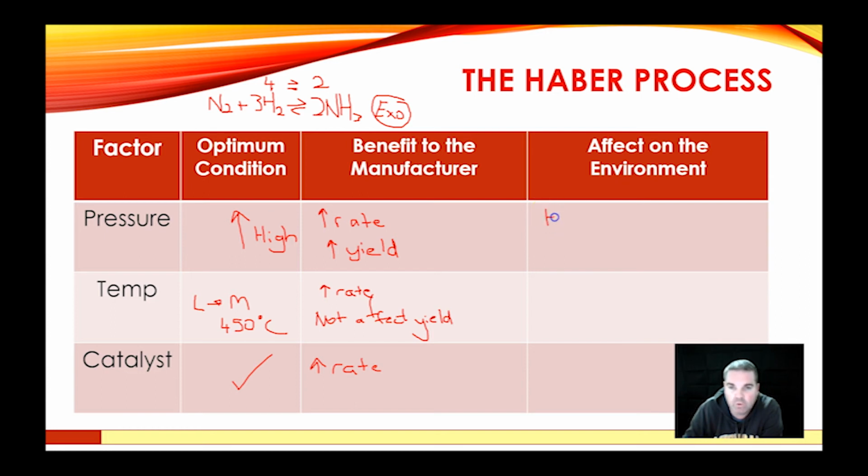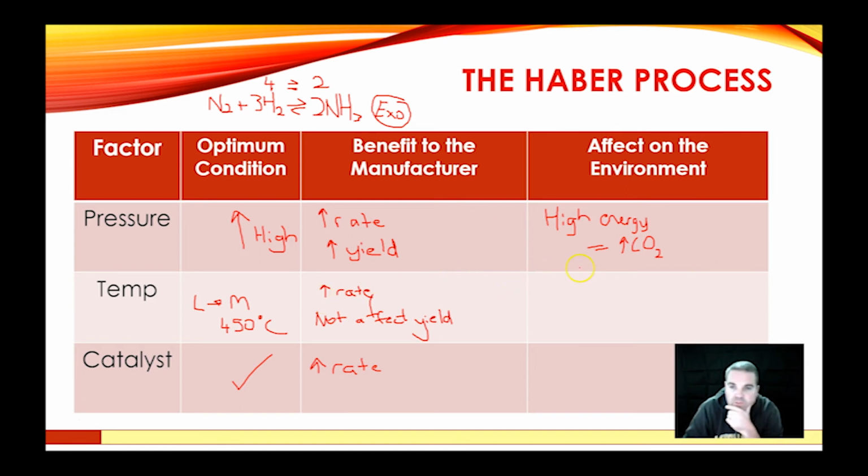So it requires high energy to produce a high pressure system. High energy equals an increase in CO2 emissions. Okay, so that's obviously going to contribute to the greenhouse effect. It's going to be a negative to the manufacturer in terms of needing specialized expensive equipment for an increased pressure, but in terms of the environment, the energy that you need to create that high pressure is going to be negative as well, because that's going to increase CO2 emissions.